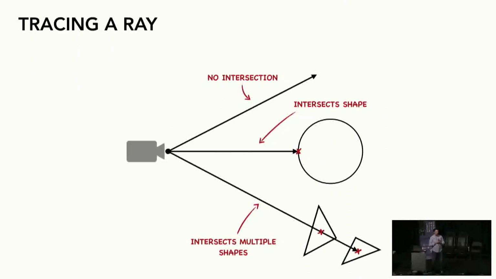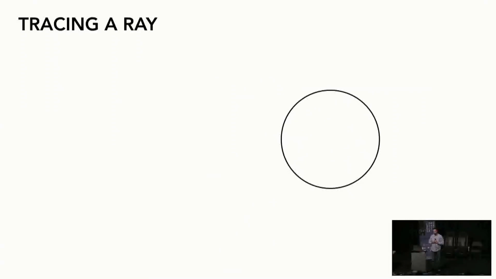And when this happens, we have to figure out which of those shapes it intersected is closest to our camera. And that will be the shape that we compute our color values for. All other shapes we can throw away because they're behind that shape and we don't need to know their color values for this pixel. So once we have that intersection point, how do we actually compute the color for that point?